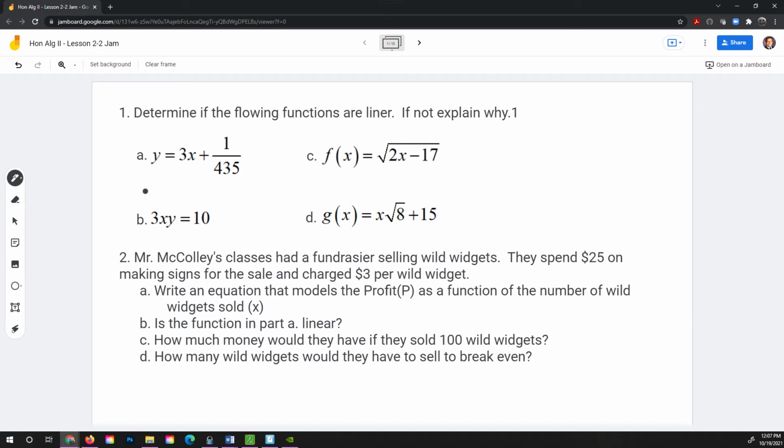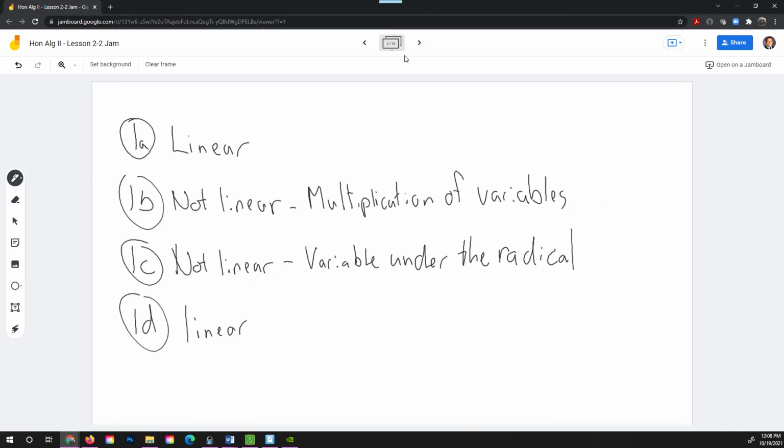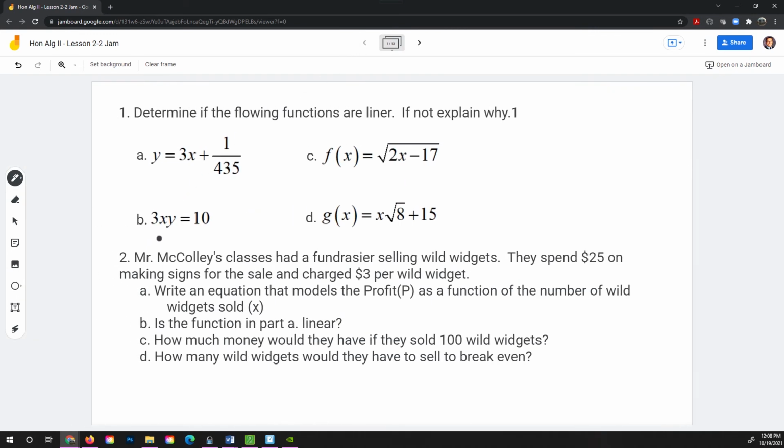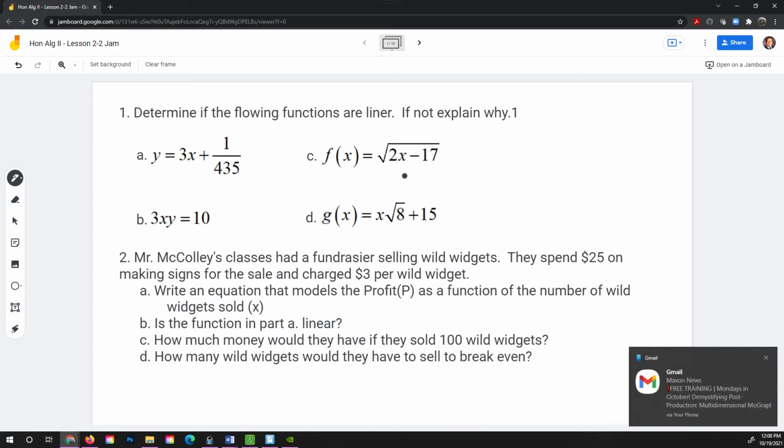But our first equation here, y equals 3x plus 1 over 435. The variables are all to the first power, and we have no multiplications of variables, no divisions by variables, no variables to a power other than 1. So this is in fact going to be a linear function, and we see that right here. Part B is going to be a nonlinear function. We have a multiplication of two variables. Part C is also going to be nonlinear because we have one of our variables under a square root.